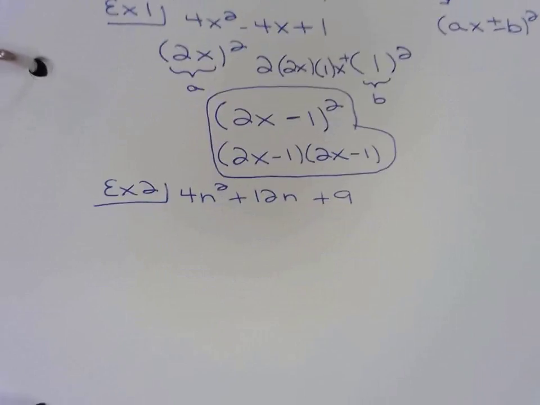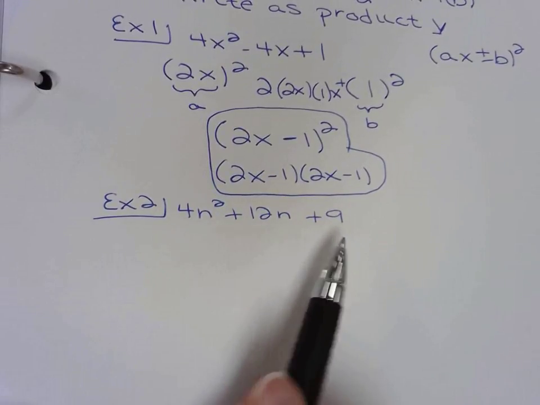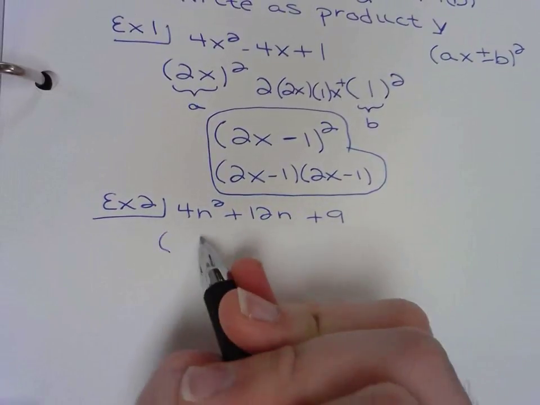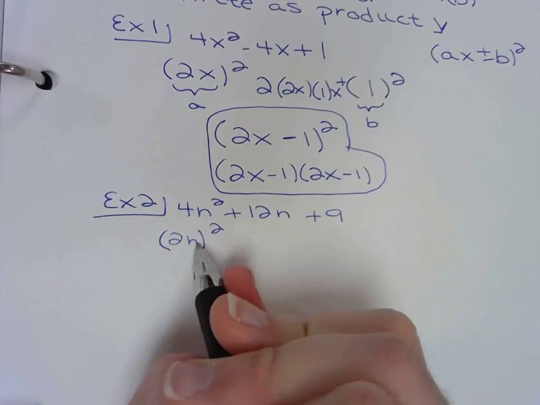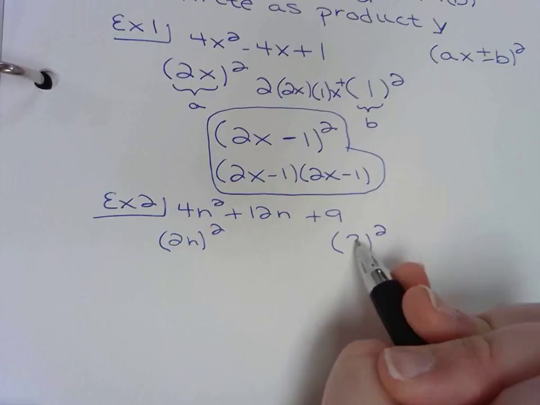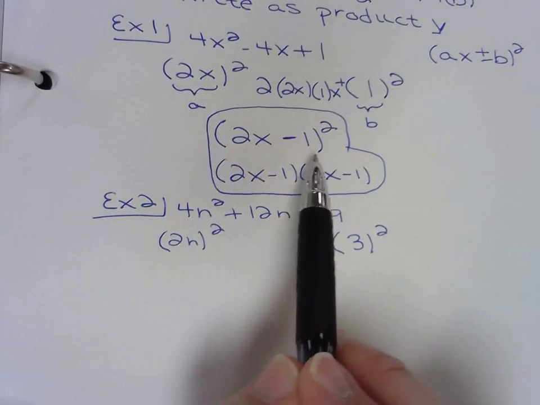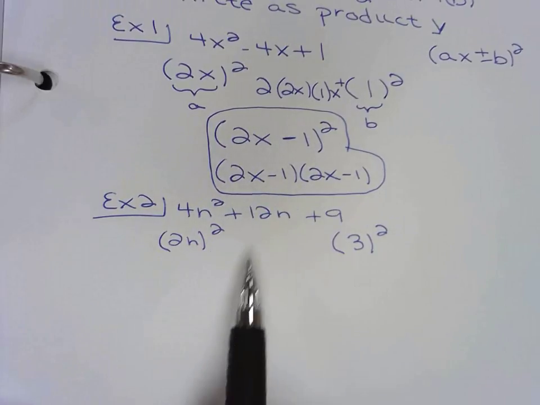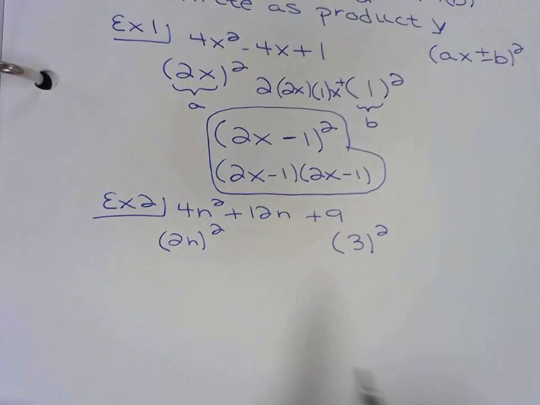So first thing I notice is a trinomial, and you want to notice, okay, are the first and last terms perfect squares? Let's just see. Something squared that will give me 4n squared, 2n. And my last term, something squared that will give me 9, 3. Now in order to use this shortcut, in order to be able to just write it as a plus or minus b squared, you have to make sure the middle term is the same as 2ab.